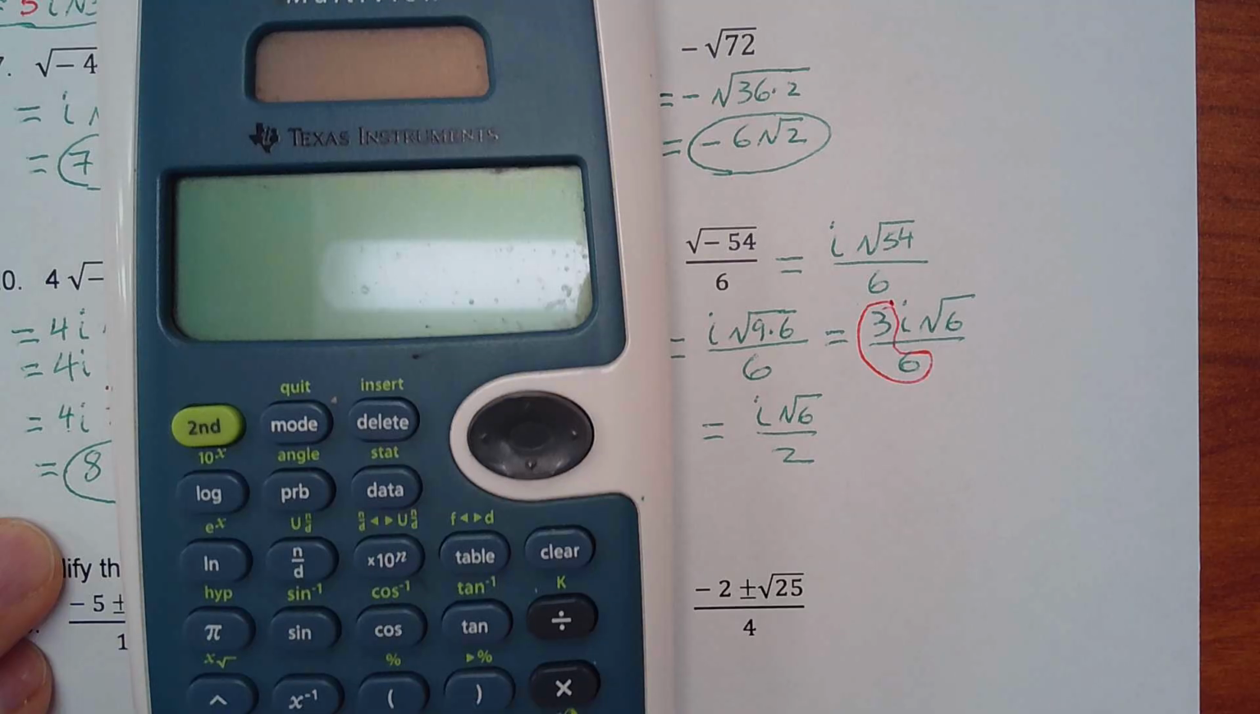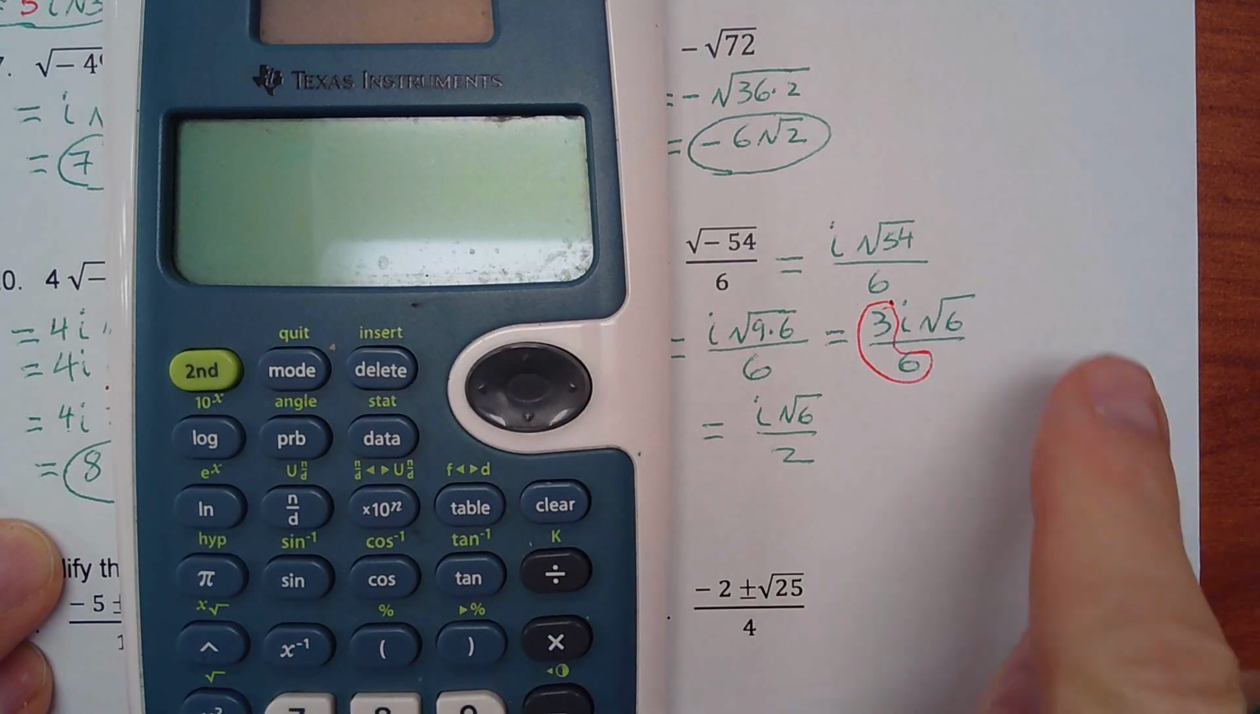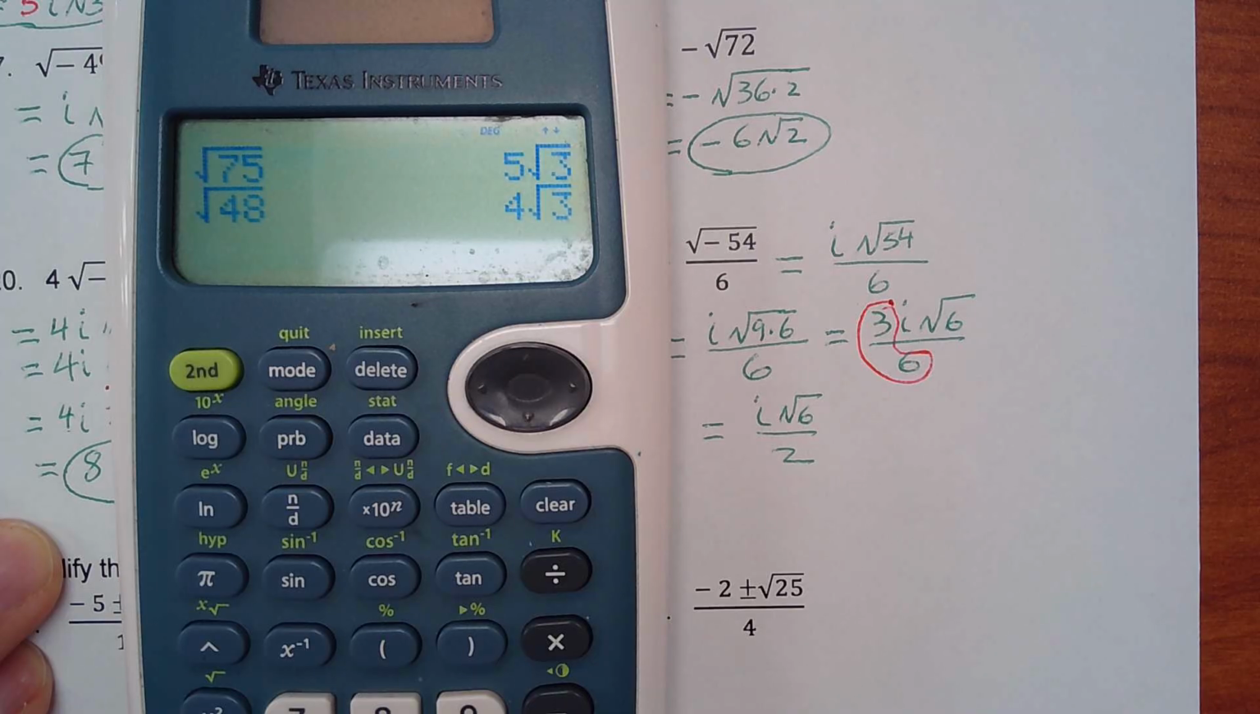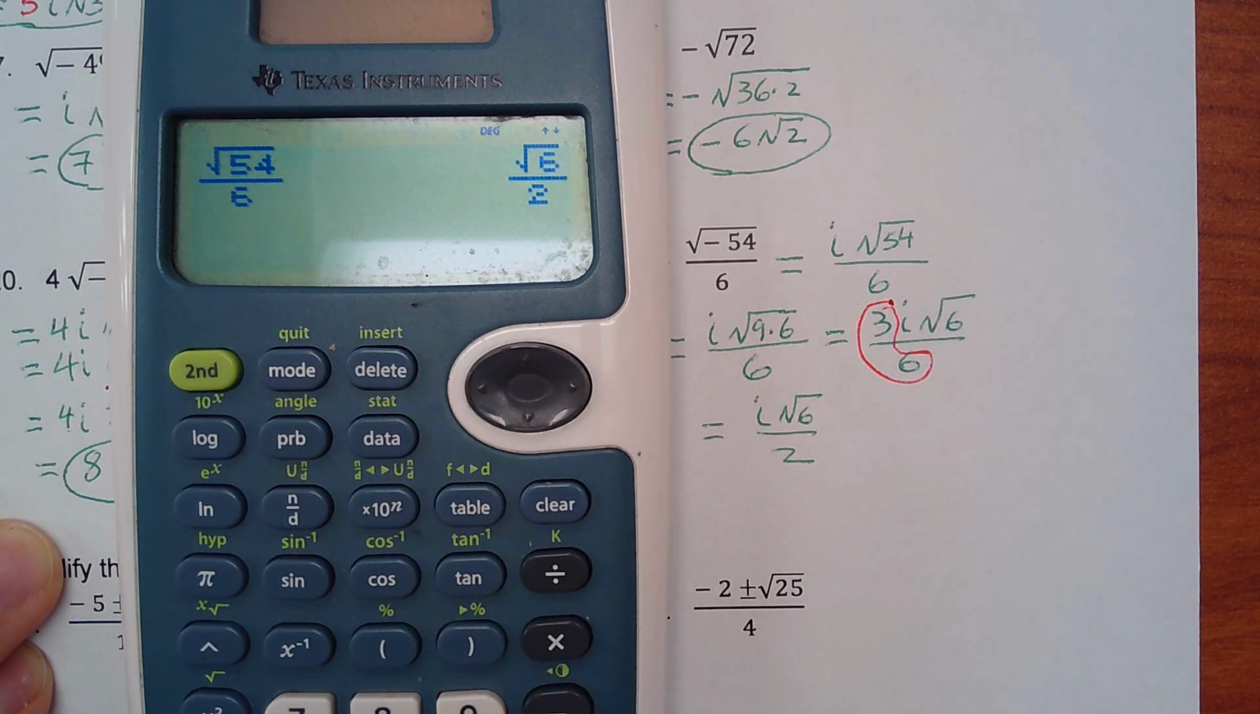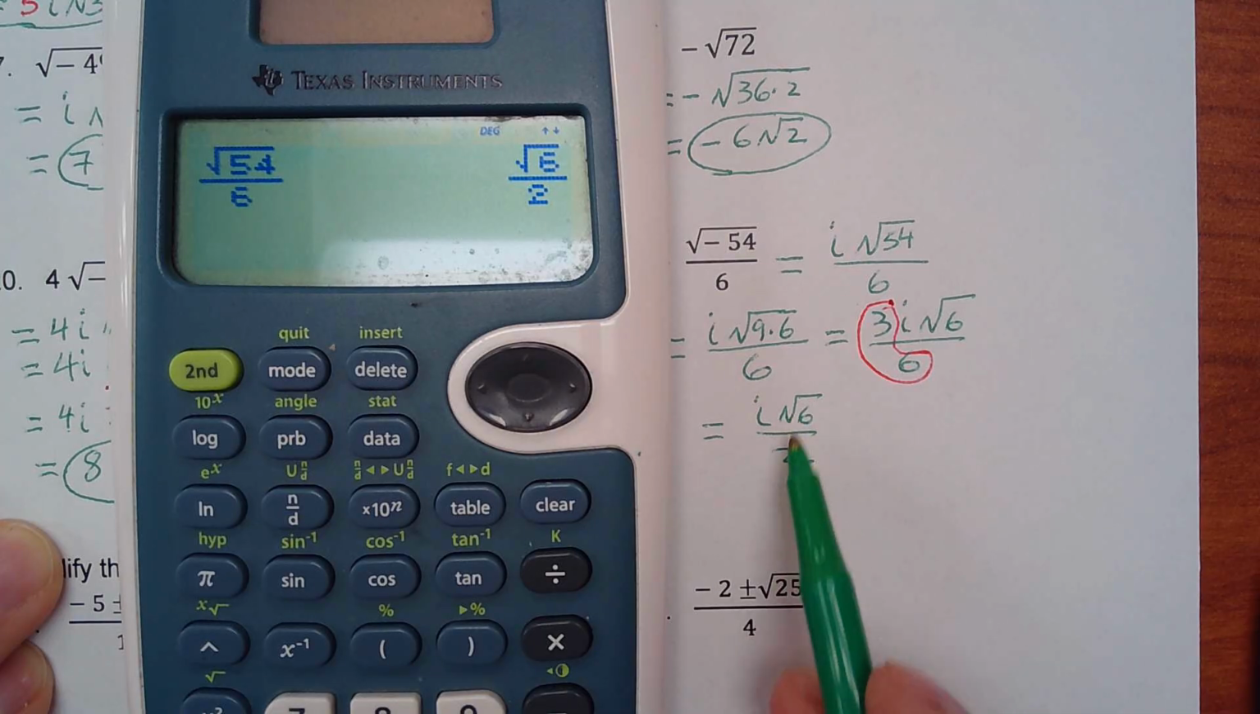So if I was doing this on my calculator, after I've written this step, I would do my fraction key, my square root key, hit my down arrow, put my 6, hit the right arrow, and hit enter. And there's my square root of 6 over 2. I just need to attach an i to it.